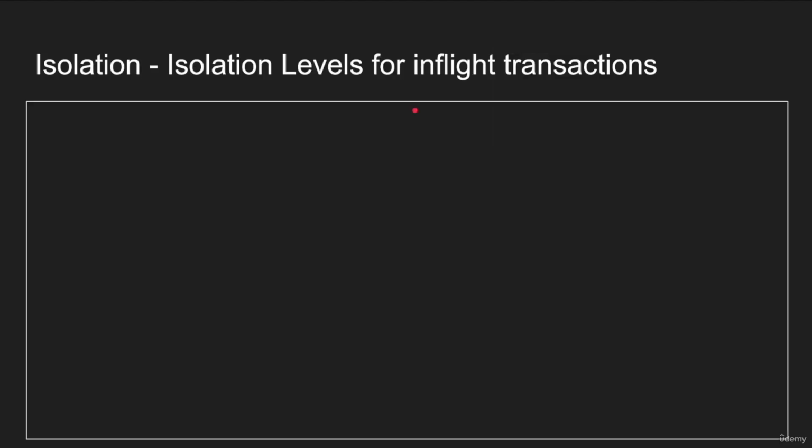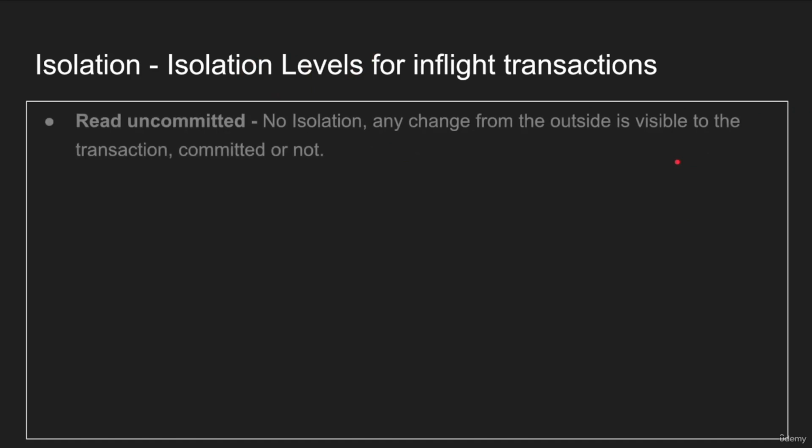All right. We talked about read phenomena. We need to talk about isolation. I know this lecture is a little bit long, guys, but there's a lot of information here. Feel free to ask questions and to understand this better. So, isolation levels for in-flight transactions. What are they? We're going to talk about many isolation levels that were invented to fix those read phenomena that we talked about.